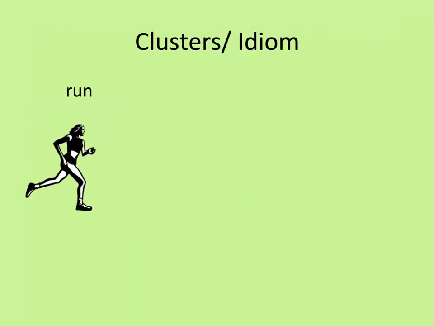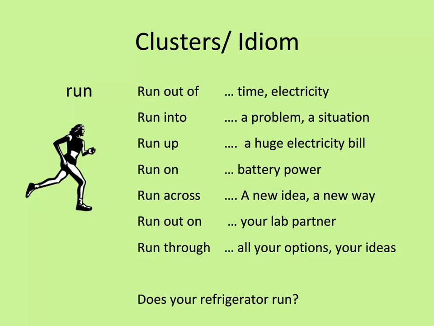Let's look at another example of a cluster. Think of a person running, and you think of that as a Tier 1 word. But look what happens when we combine run with a number of different prepositions. The meaning of the word completely changes, and it actually acts more like a Tier 2 word.